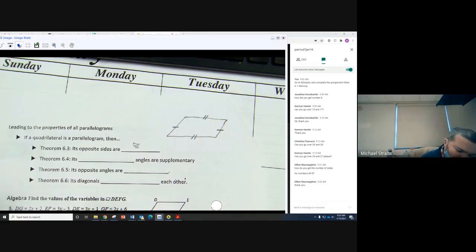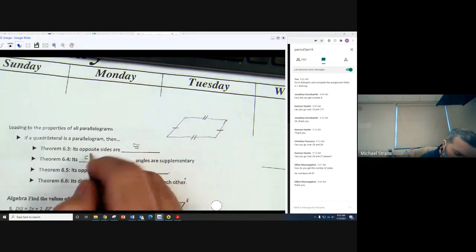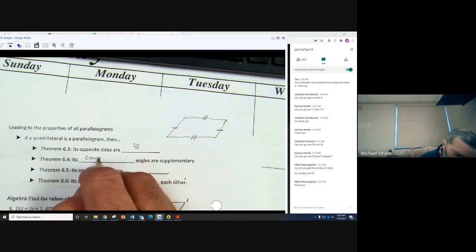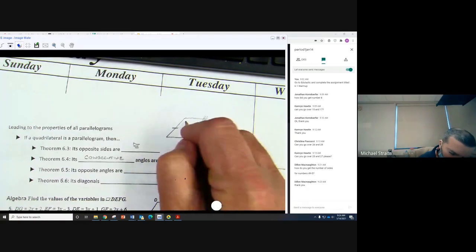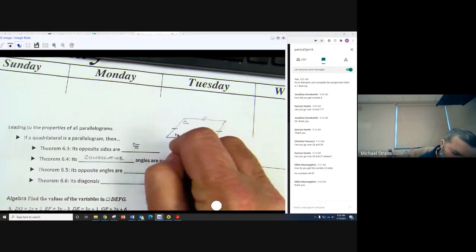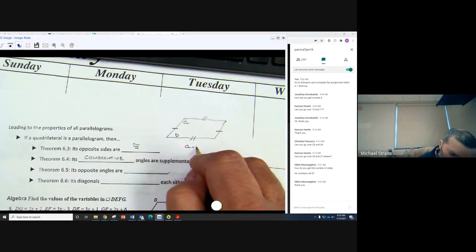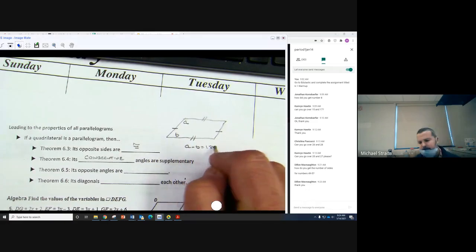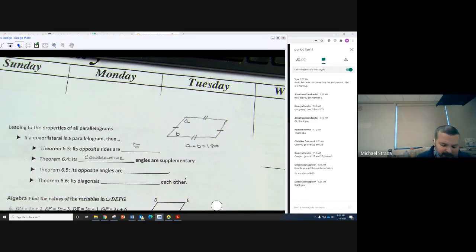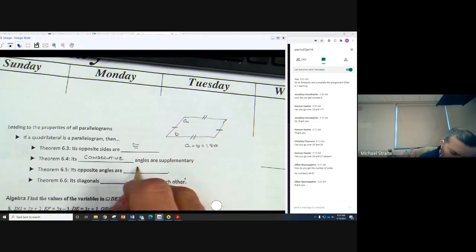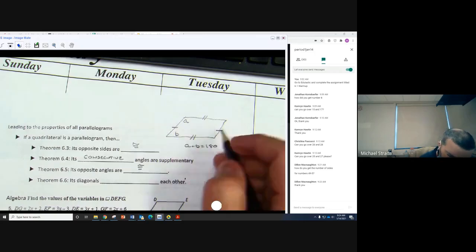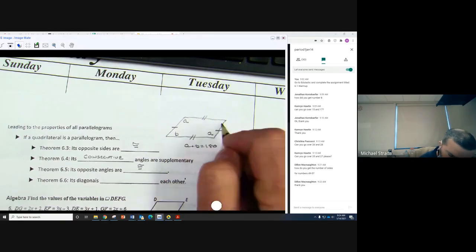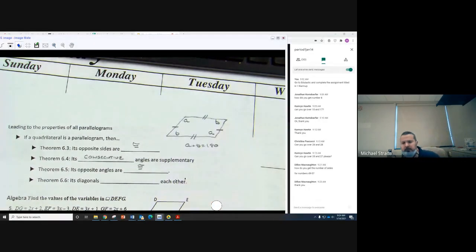Theorem 6.4. Its consecutive angles are supplementary. All right? So if I label that A and that B, A plus B equals 180. Its opposite angles are congruent, which can be shown in a diagram. If that's A, this is also A. If that's B, that's also B.